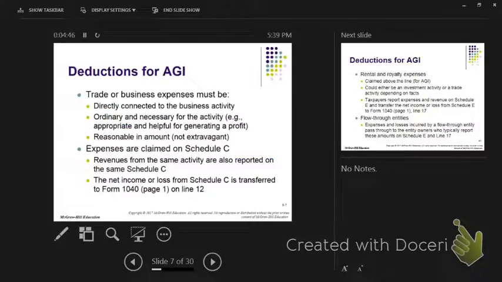So what kind of trade or business? All right, so there's a couple different forms we're going to look at. The first one we're going to look at is a Schedule C. And I did these front and back so there's just one form.